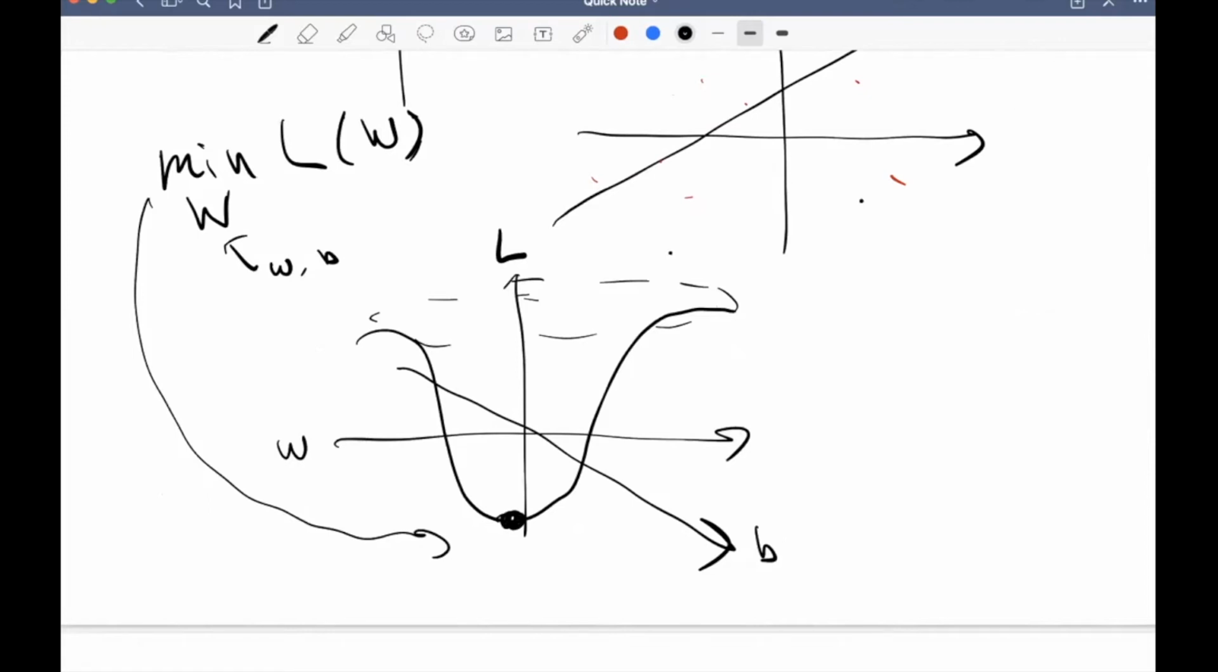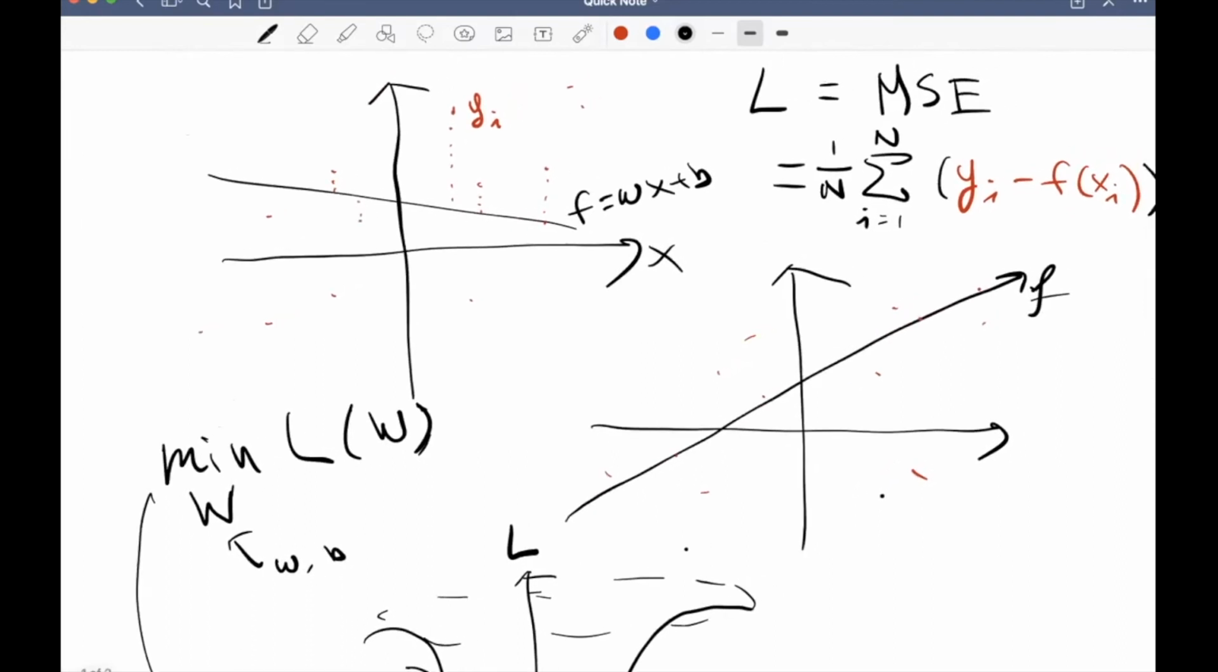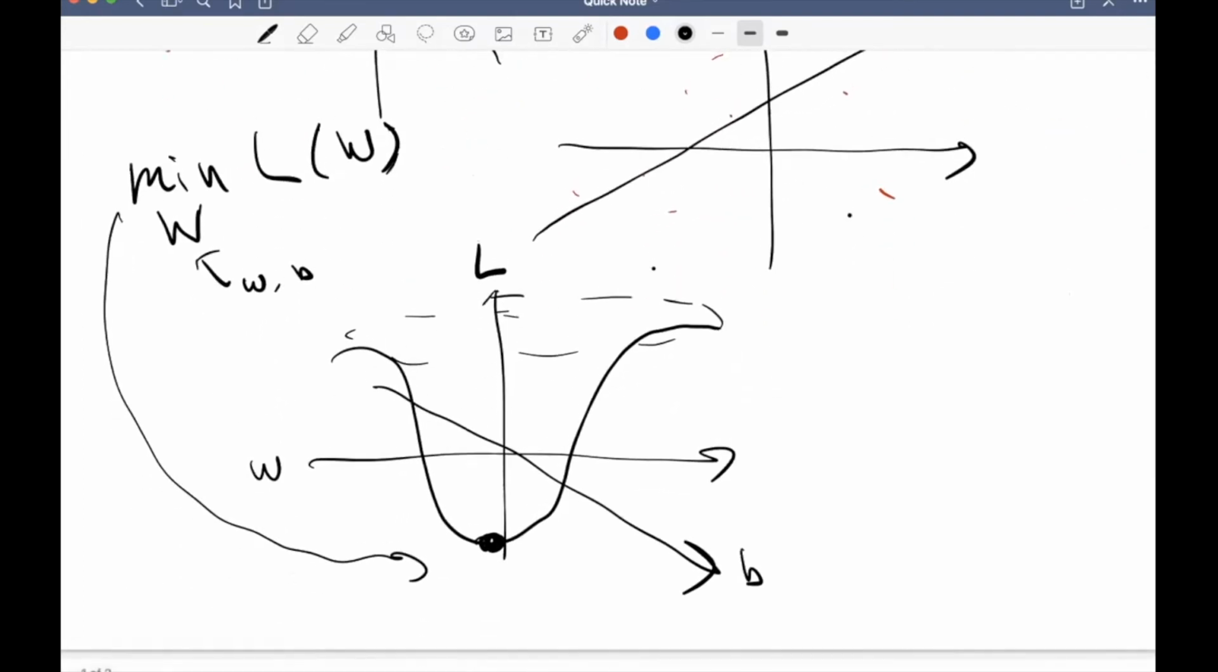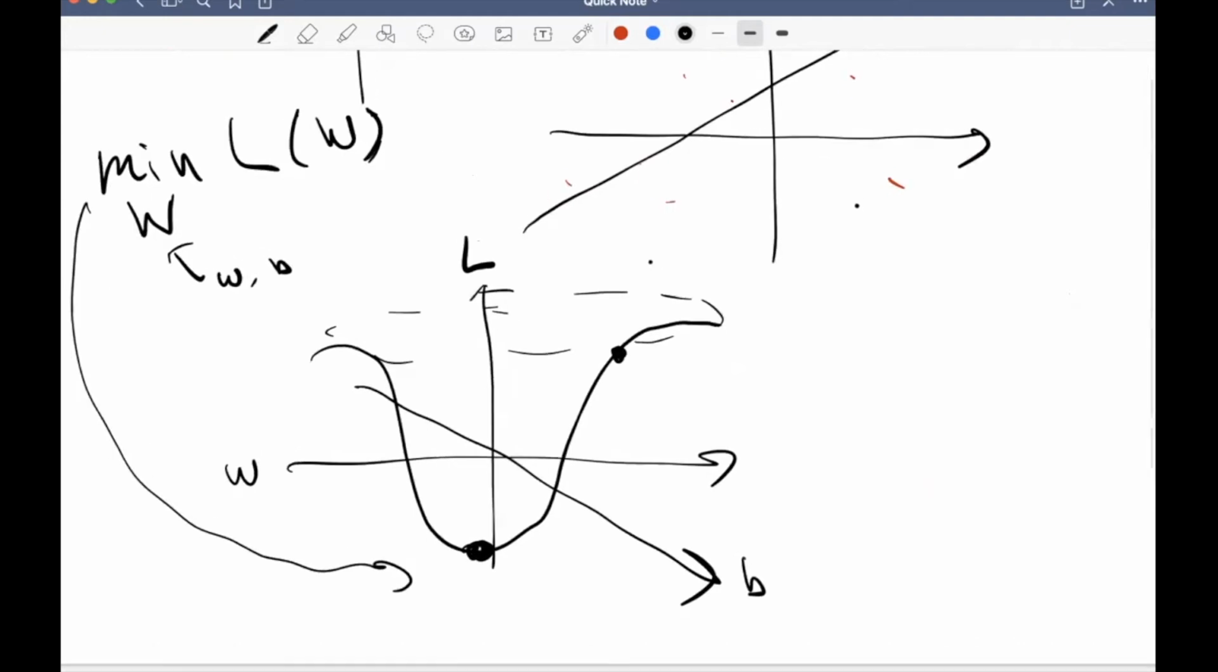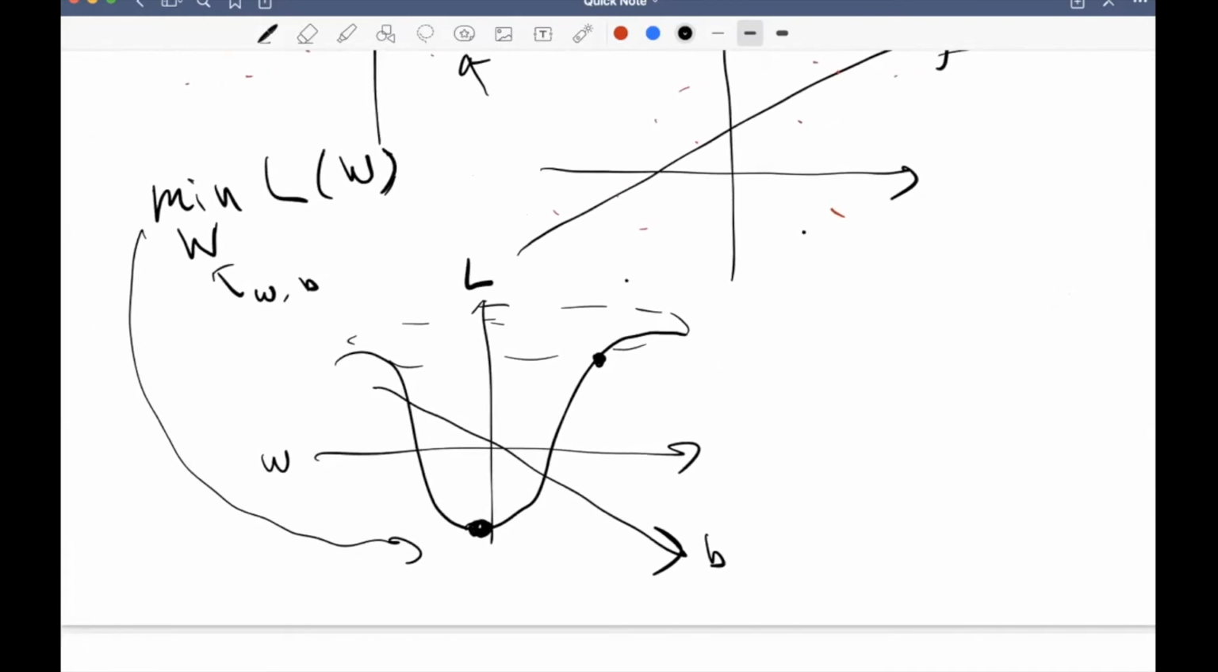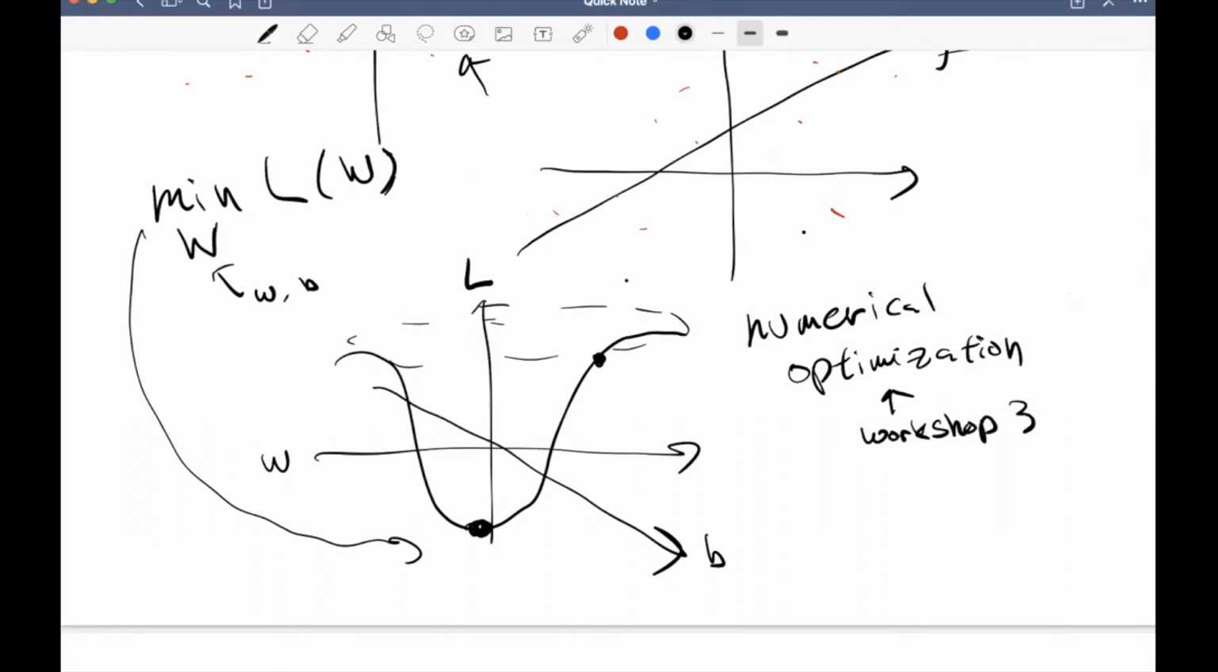And maybe if we're starting at our initial very bad function here, that could correspond to some point here, right? And so this is just an optimization problem. There's actually an entire field called numerical optimization dedicated to solving problems like this. If you're interested in more of this, you could go to workshop 3. We're actually going to look a little bit more into this area. But for now, we'll stick to gradient descent.